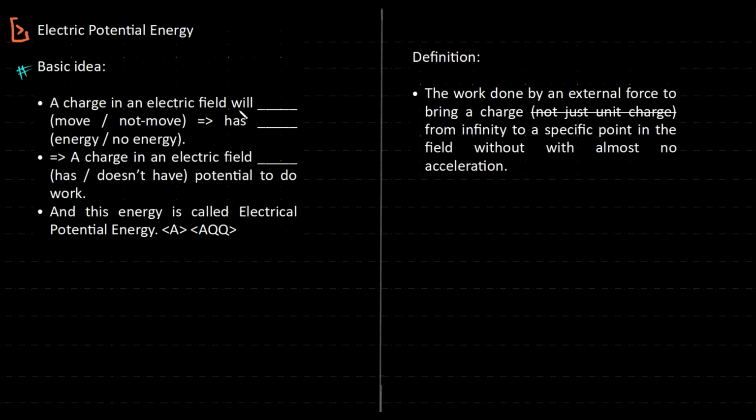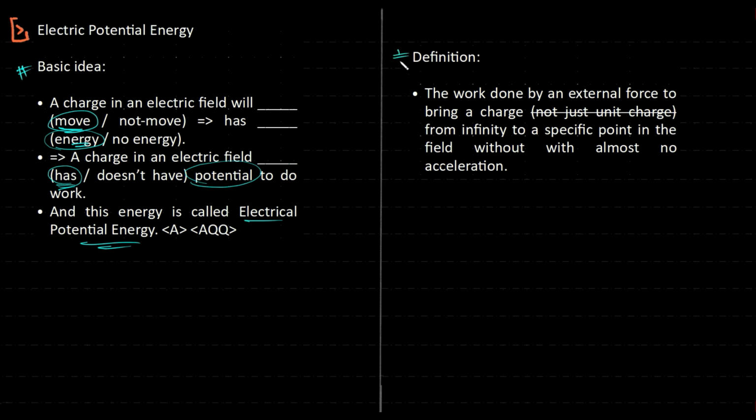A charge in an electrical field will move or not move? Yes, it will move and has energy. Because it moves, it has energy. A charge in an electrical field has the potential to do work. Let me put it this way. A charge in an electrical field will get to move. If we just leave it, it will get to move. So it has energy. So it has the capacity to do work. It has the potential to do work. And this energy is your electrical potential energy. Does it make sense? Right?